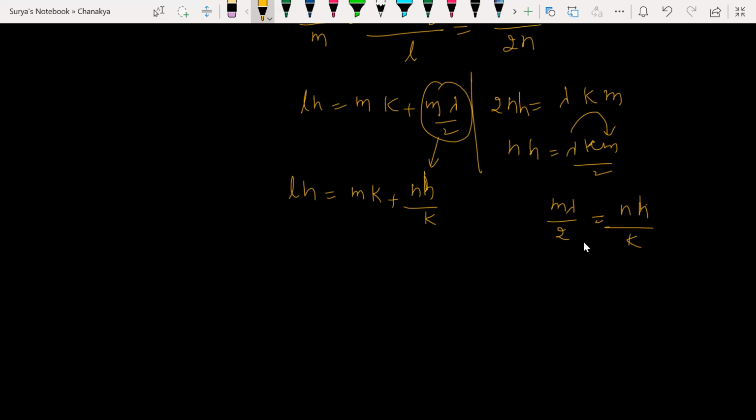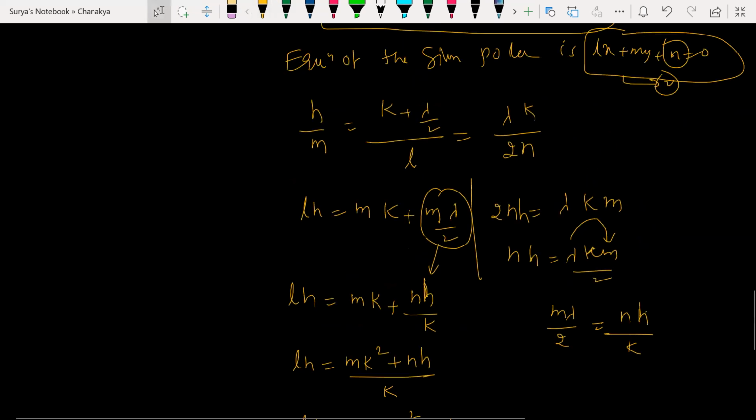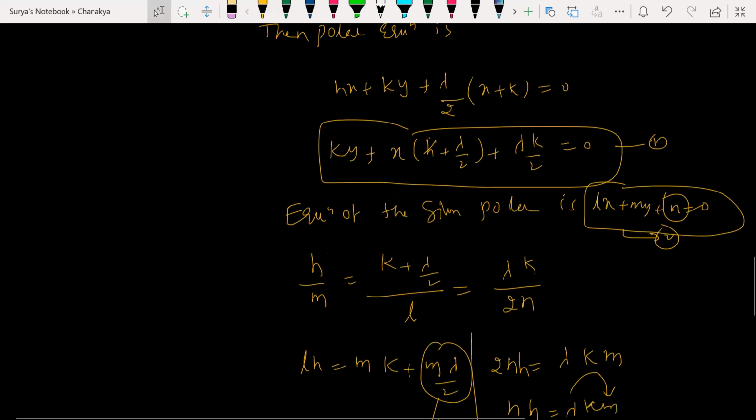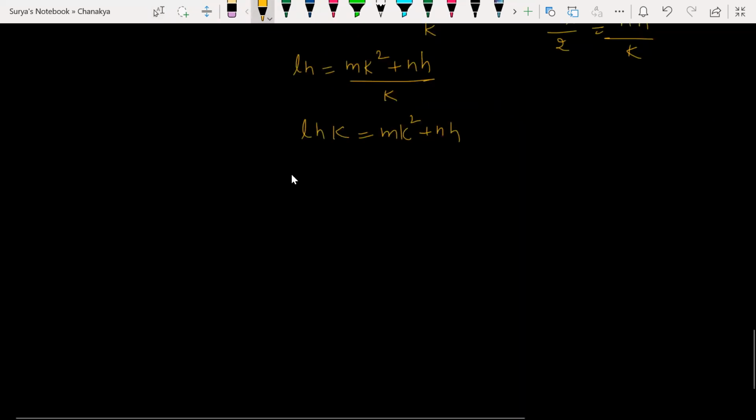Can I write like this? Yes, sir. Now just take LCM here. What do you get here? LH is equal to MK square plus NH by K. So LHK is equal to MK square plus NH. Is any option available for us? In terms of the equation, look, now what comes? What can I do now? This is the relation I got here.